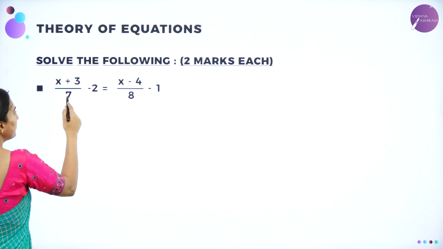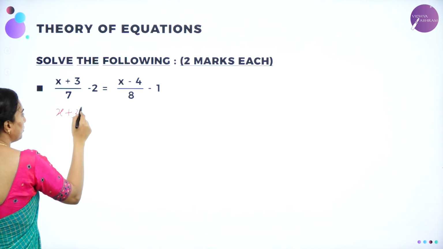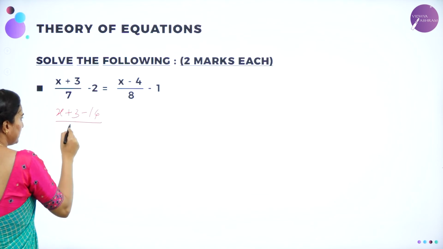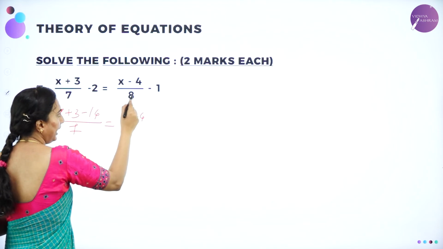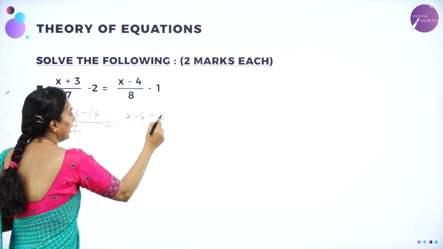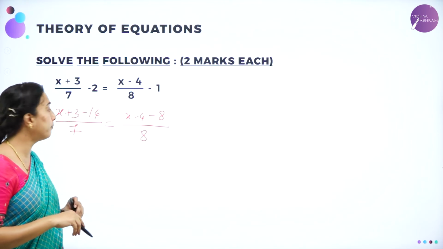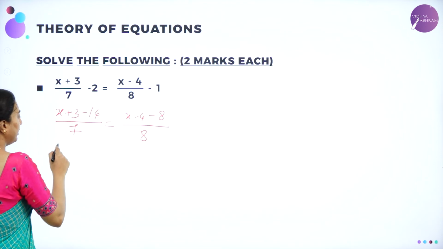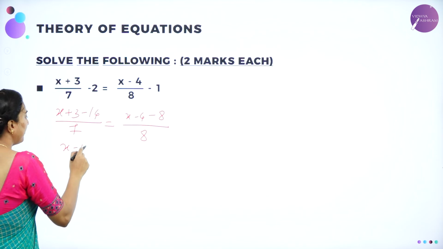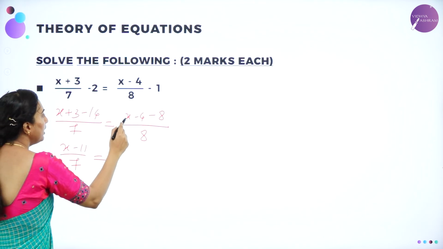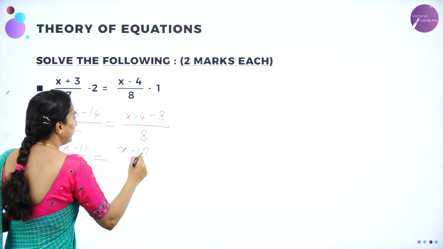So what I am going to do here: 7 into 2 which is 14. So (x plus 3, 7 2s are 14) divided by 7 is equal to, again here, (x minus 4, 8 ones are 8, because minus sign you are having) divided by 8 as it is. I hope you got this step. Now solve the numerator. See, plus 3 minus 14 is minus 11, right? So (x minus 11) divided by 7 is equal to minus 4 minus 8, which is nothing but minus 12. So (x minus 12) divided by 8.